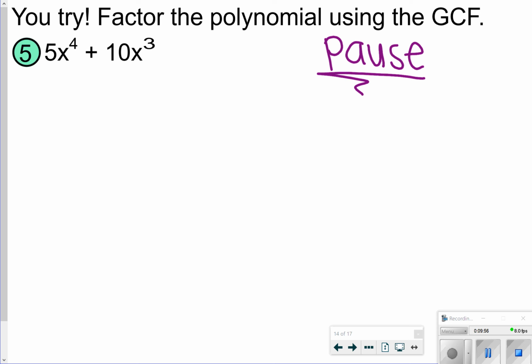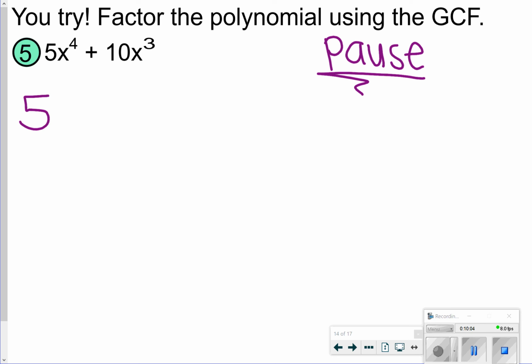Alright, so my GCF is going to be 5 for the numbers, and then for the variables, it'll be x to the third, because x to the third can fit into both x to the third and x to the fourth. Now I'm ready to divide all of my terms by 5x to the third. So what I'm going to do is go ahead and just write underneath each one, divide by 5x to the third. And I'm going to start with my numbers.